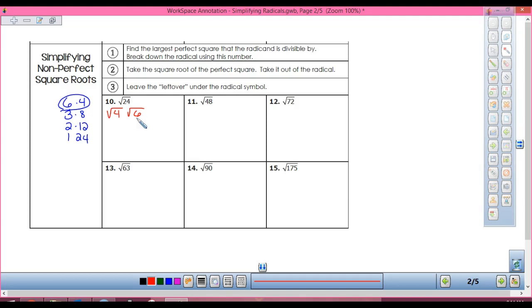And then I'm going to simplify my perfect square. What is my square root of 4? 2. So I'm going to write this as 2 times the square root of 6. And that is my answer when it comes to simplifying radicals.